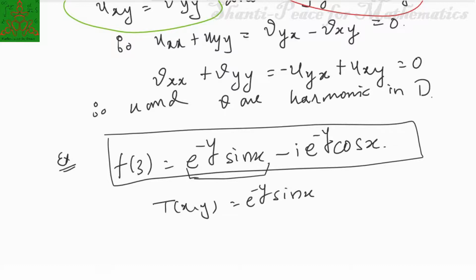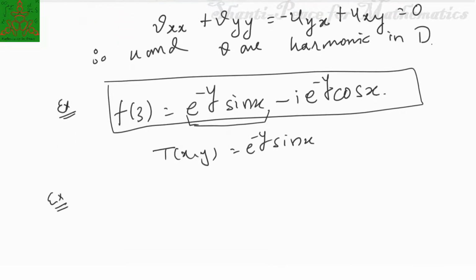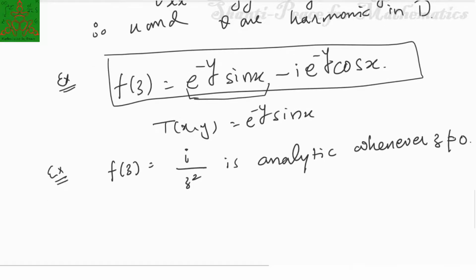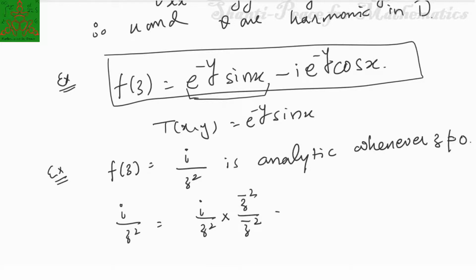For example, let's have another example. f of z is equal to i upon z squared, which is analytic whenever z is not equal to 0. The real component of this we can calculate by multiplying and dividing by z bar squared. So we'll have z bar squared upon mod of z squared, whole squared.